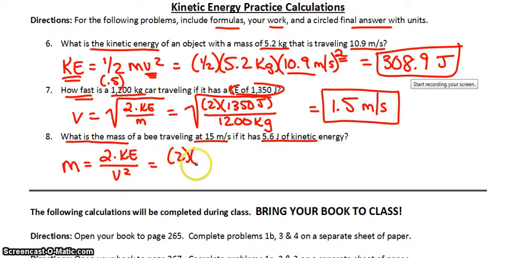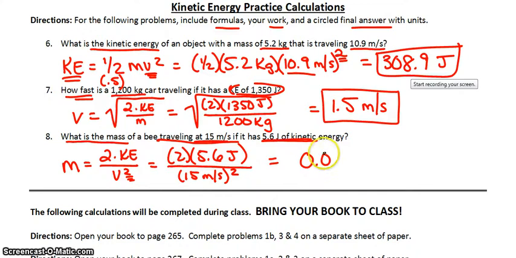So 2 times the kinetic energy right here, 5.6 joules. We're going to divide that by the velocity, traveling at 15 meters per second. And what do students always forget? The squared. Remember, it's not part of the units in this case. It is part of the actual formula. So you need to square the 15, or you need to times 15 by itself. So you should do 2 times 5.6, and then divide that by 15 squared. 15 squared is 225. If you put that into your calculator correctly, you will get 0.05, and it is mass, so what units? Kilograms.